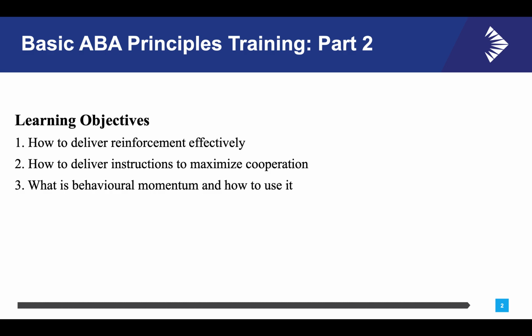So our learning objectives today are we're going to learn how to deliver reinforcement effectively. We're going to learn how to deliver instructions to maximize cooperation. And we're going to learn about behavior momentum, what it is, and how to use it.